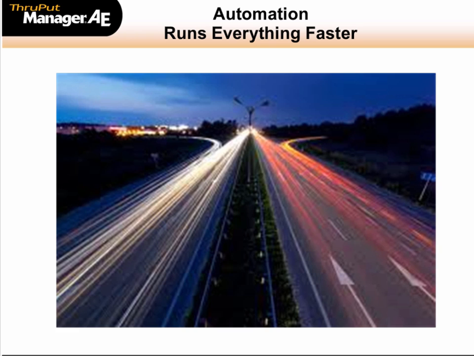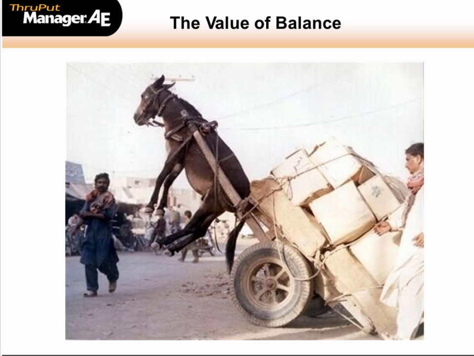Balance is also important, and John's got a good example. I think it's safe to say this load is imbalanced. As we mentioned previously, the other key factor in effective automated workload management is balance.